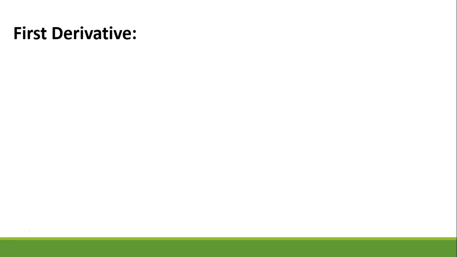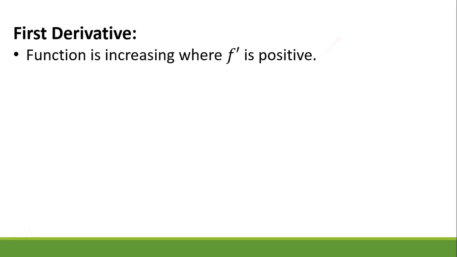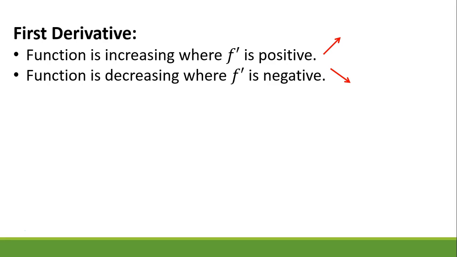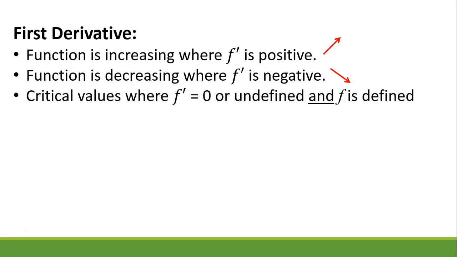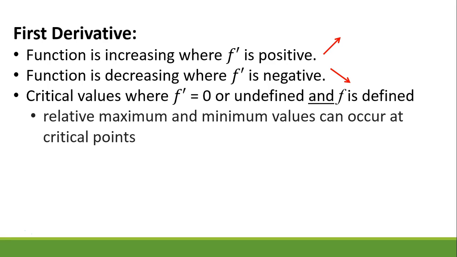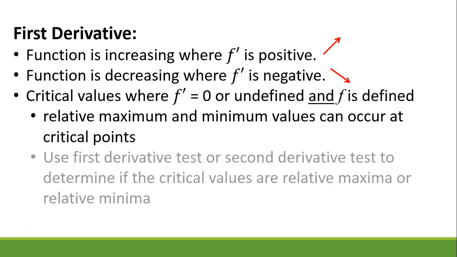We've seen that the first derivative can give us some information about a function, like where a function is increasing or where a function is decreasing. We also know that the critical values of a function occur where the function's derivative is either 0 or undefined and the function itself is defined. The critical values might be relative maximum or relative minimum points.